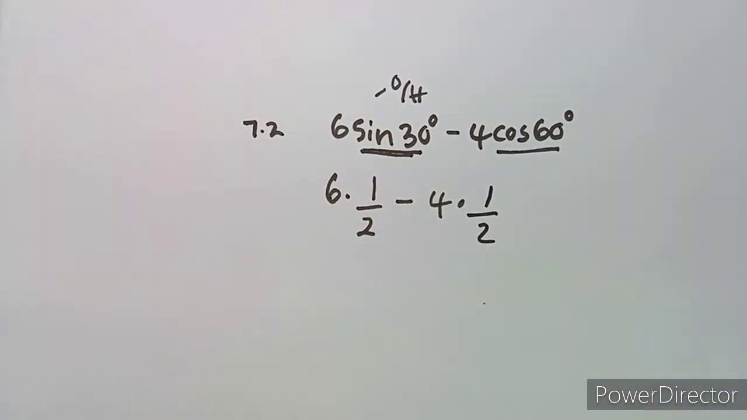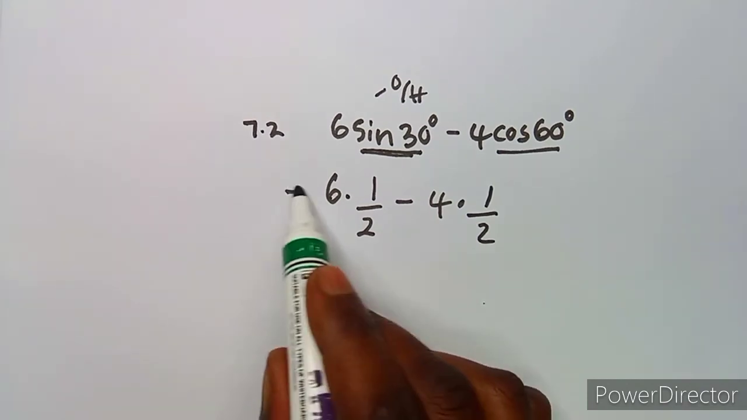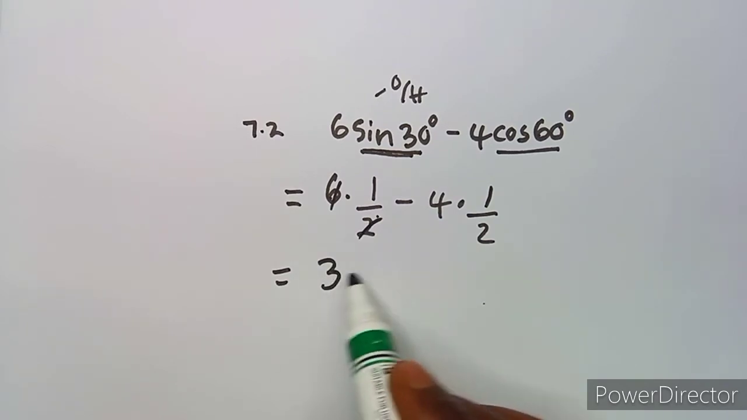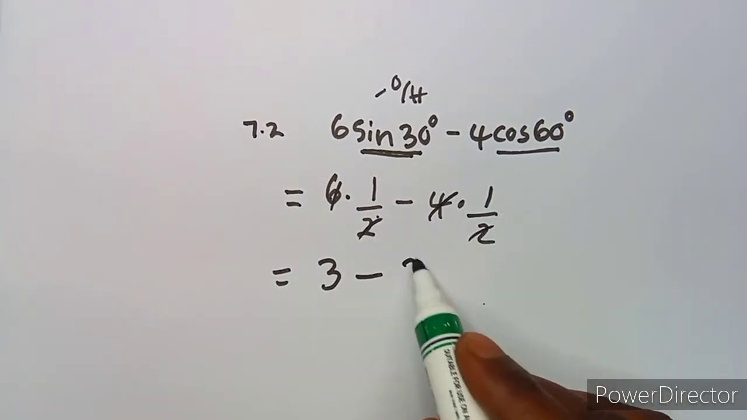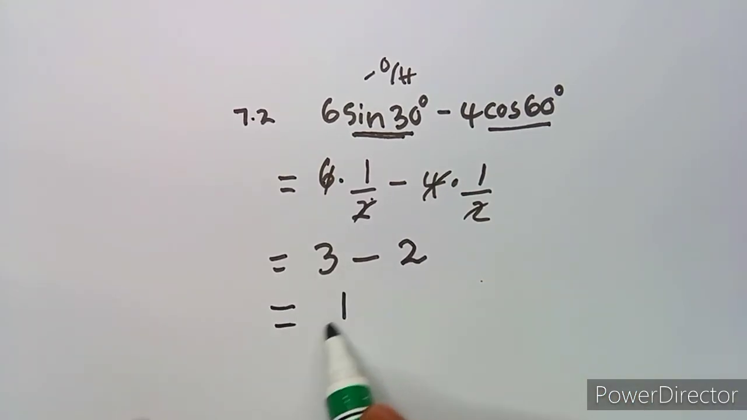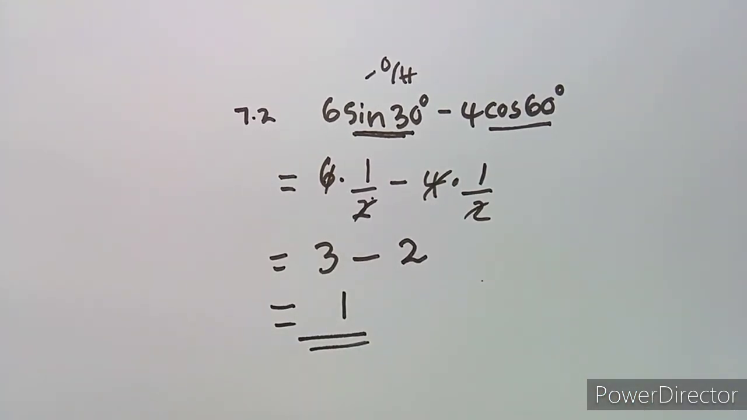All right, so you can simplify. This simply means 6 times a half, you're going to obtain a 3 here, minus 4 times a half, you're going to obtain a 2. So 3 minus 2 is going to give you 1. All right, so that's it, guys. If you are given special angles to work with, it's a matter of substitution there.